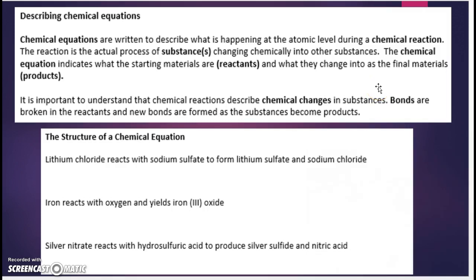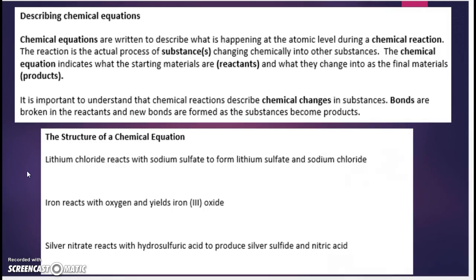So when we talk about the structure of chemical equations, we want to be able to work out a couple of these examples so that we can work through these and label these chemical equation parts in general. So when we look at this first example here, we have lithium chloride reacts with sodium sulfate to form lithium sulfate and sodium chloride. So we're going to look at this example and try to write this equation first, then we'll talk about balancing them. So we have lithium chloride, so that's going to be our first reactant.